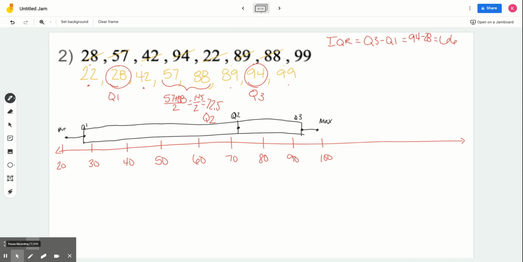The next thing I'm going to do is erase some of this because we're going to need some more room.